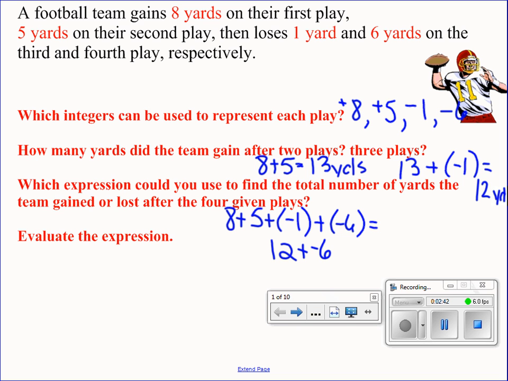Let's say hypothetically they were on the 12-yard line. And then they got backed up. They went a negative 6. They would end up at 6 yards. So on those 4 plays, they gained 6 yards. They went 8 on the first, then they went 5 more on the second, then they went back 1 on the third, and then from there they went back 6 more. So their total yard gains for those 4 downs were 6 yards.